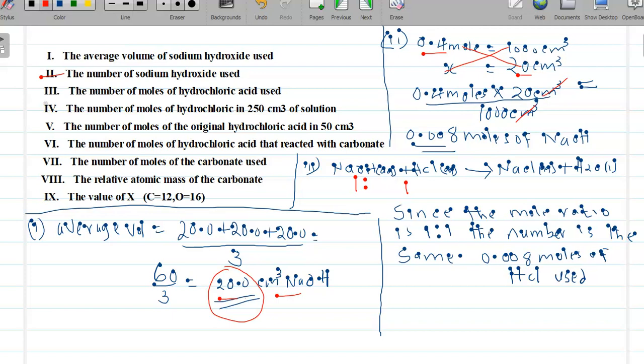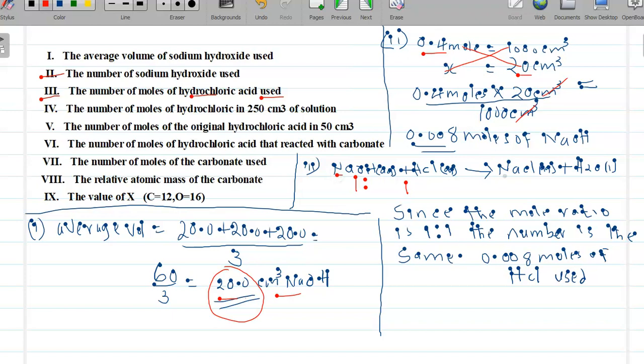Then we have question Roman 3. Question Roman 3 is asking the number of moles of hydrochloric acid used to react with the base. Since you have the number of moles of the base that reacted with the acid, to get the number of moles of the acid, you write an equation. The equation is sodium hydroxide plus hydrochloric acid gives sodium chloride plus water. Then you balance the equation.